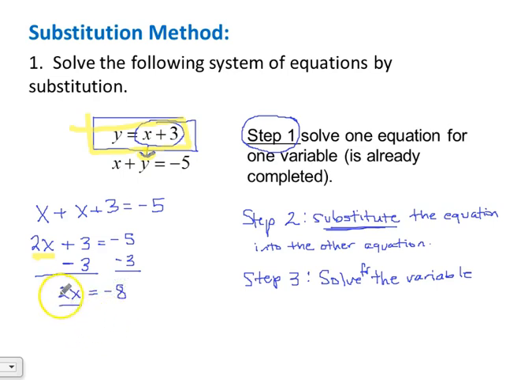By last step, I've got 2 times x, so the opposite of multiplying is dividing. So I'm going to divide each side by 2. And that gives me x equals -8 divided by 2 is -4. So then I get the value of x. x equals -4. Then my last step is to solve for the other variable.